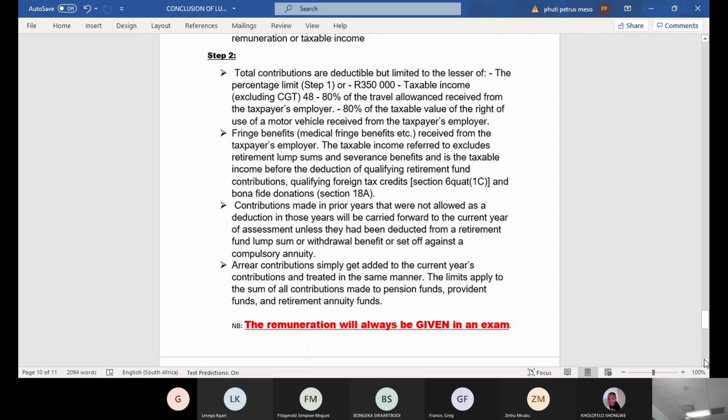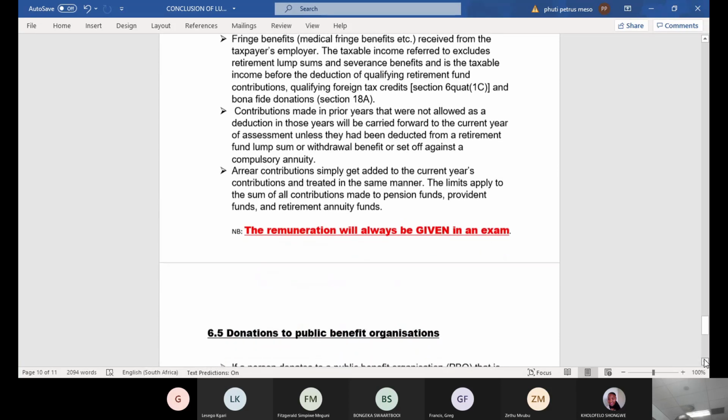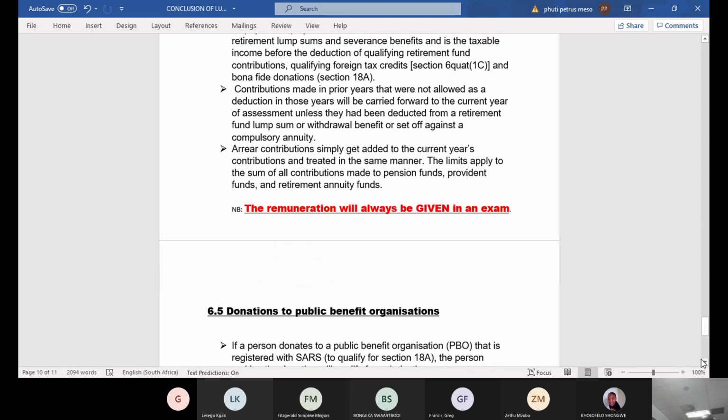Okay, so this is what happened. You were supposed to make some contributions in the previous year, and you did not. Obviously, they fall within the arrears. So in the current year, they're going to be forming part of what's happening in the current year. I hope that makes sense to you. So the remuneration will always be given in the exam. You remember when I said that you're looking at the greater between your remuneration as well as the taxable amount. So you need to look at which one is the greatest between the two. It's always going to be given in the exam. Okay.